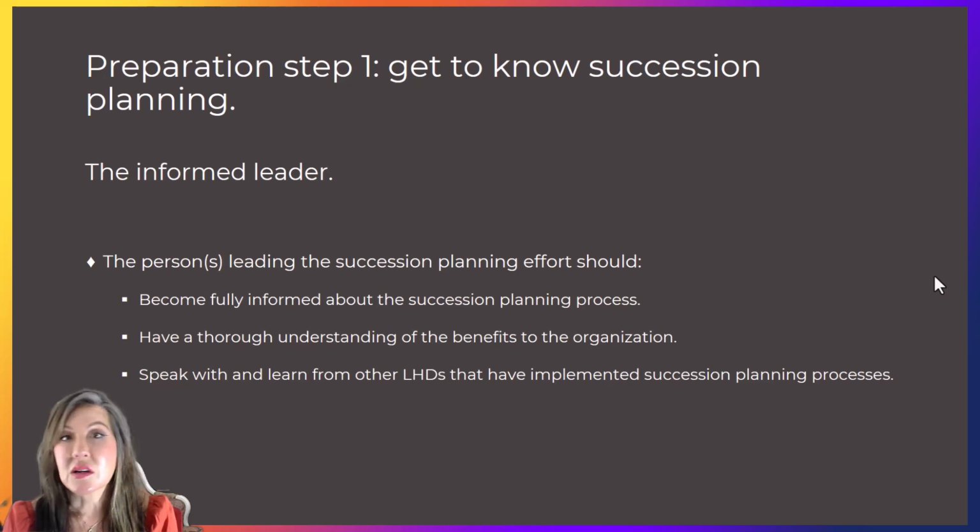The informed leader: the person or persons leading the succession planning effort should become fully informed about the succession planning process. If you're not understanding what succession planning is, you're not going to be able to lead the effort. Have a thorough understanding of the benefits to the organization. Speak with and learn from other local health departments or LPHAs that have implemented succession planning processes. It's always great to learn from others that have done this before you.